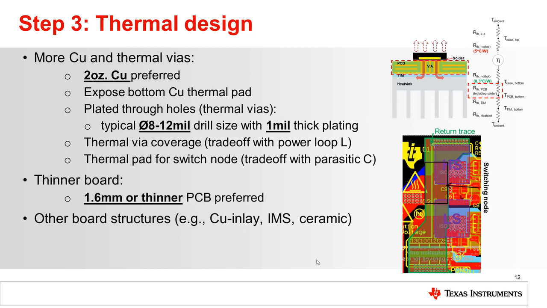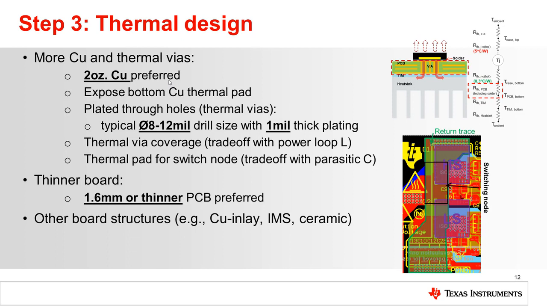Moving on to more tips on the thermal design guidelines with our TI GaN. A general rule is that more copper and more thermal vias will help the thermal design. A thickness of 2 ounce copper is preferred for good heat transfer, and the bottom copper thermal pad needs to be exposed to reduce the thermal impedance.